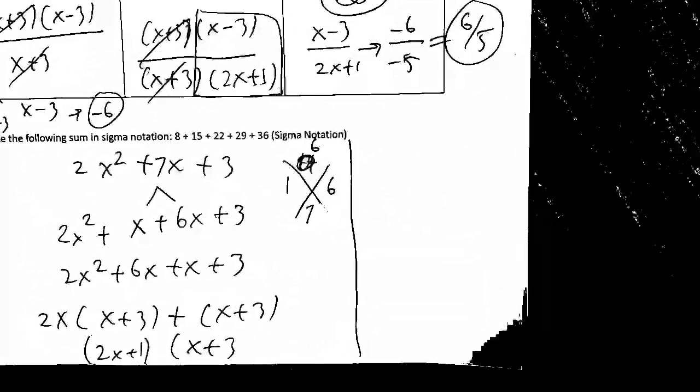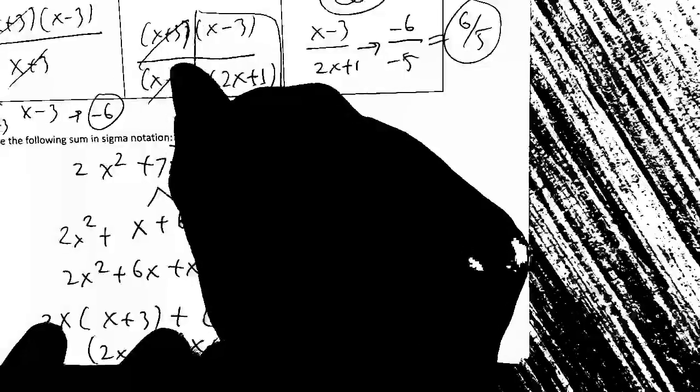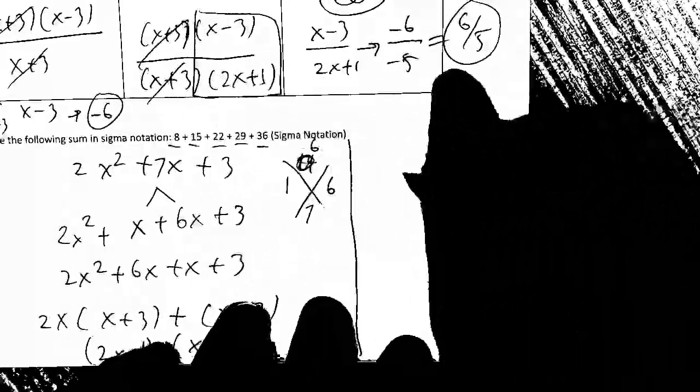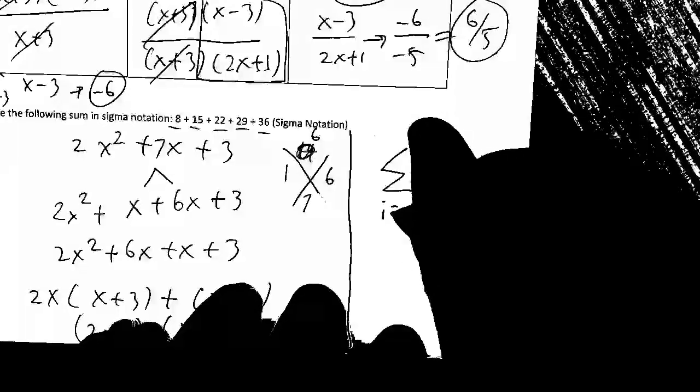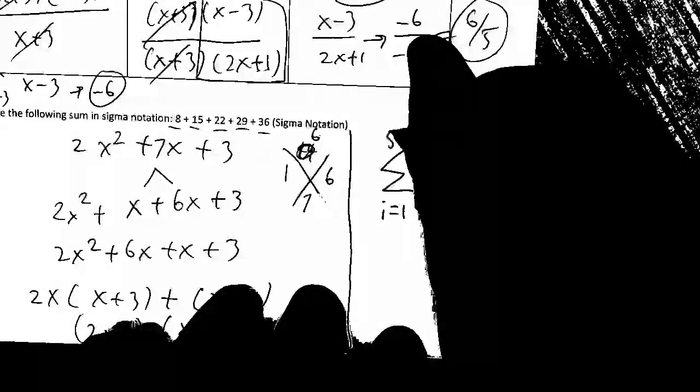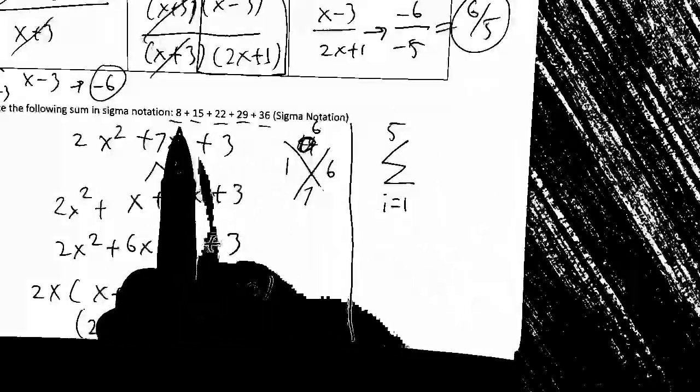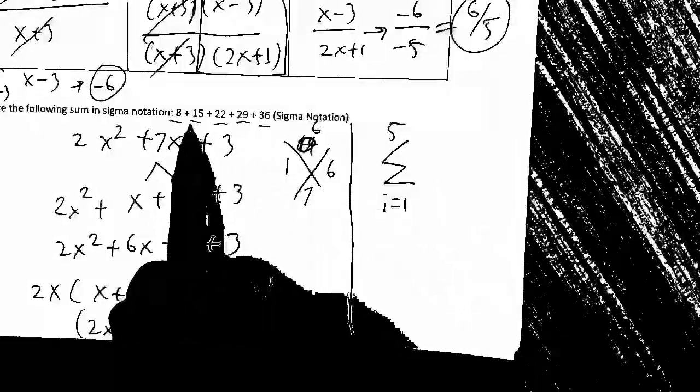Okay, on 5, we're writing this in sigma notation. There's 1, 2, 3, 4, 5 terms, so in sigma notation, we're going to start at 1 and we're going to go to 5. And what's happening each time? We go 8 to 15, that's plus 7, and plus 7 again. So it's plus 7 each time.